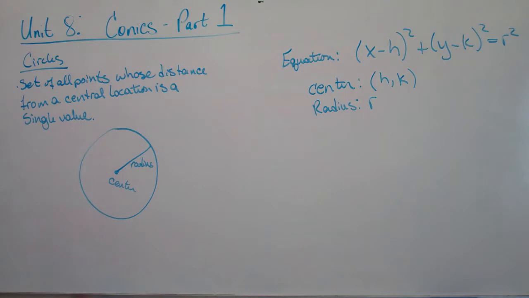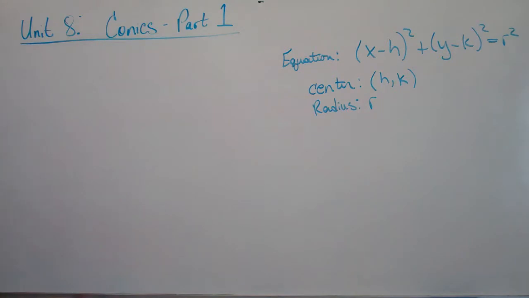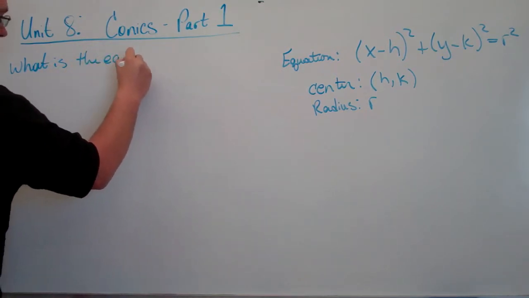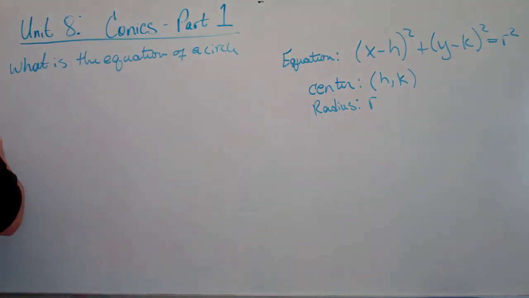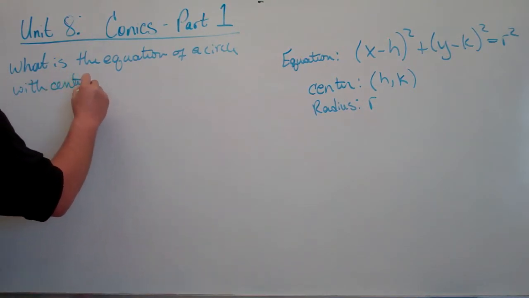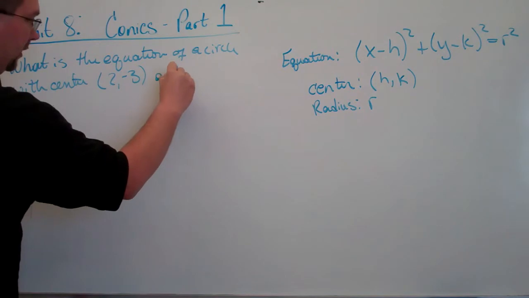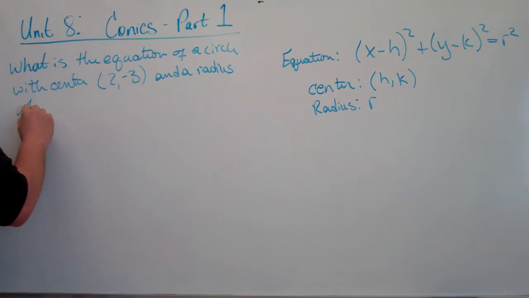All right? So now, using that equation, let's look at an example. What is the equation of a circle with center (2, -3) and a radius of 4? Alright, so what are we going to do here?